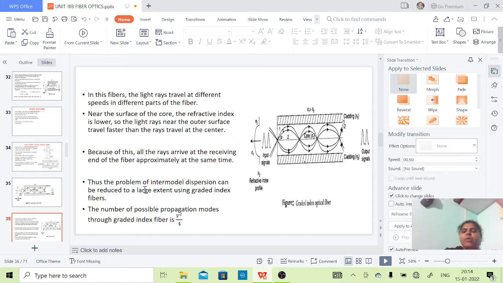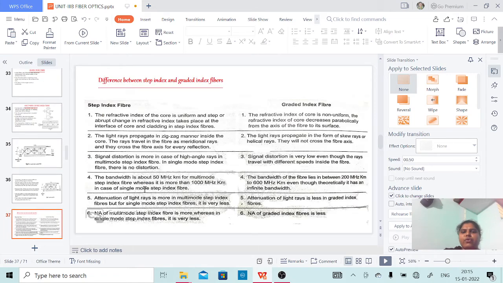So the problem of intermodal dispersion can be reduced to a large extent using graded index fiber. The number of possible propagation modes through graded index fibers is V squared by 4.